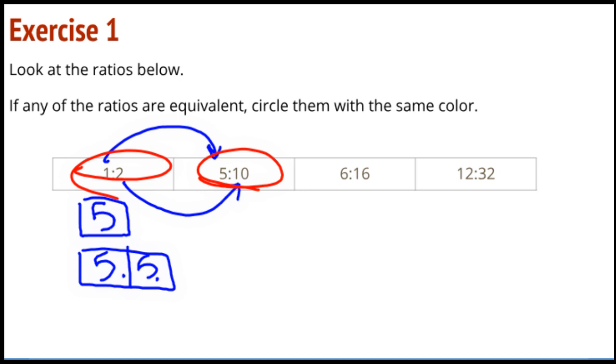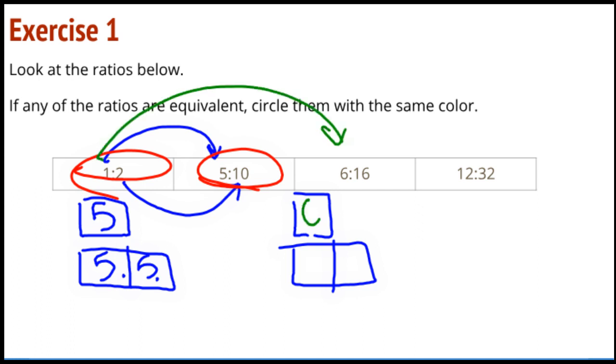Now 6 to 16. I'm going to go back to my 1 to 2 here and check that. 1 multiplied times 6 would give me 6. 2 multiplied times 6 would give me 12. So I know that the ratio 1 to 2 is not equivalent to the ratio of 6 to 16. Now I could check the 6 to 16 against the 5 to 10, but why would I do that? I know that the 5 to 10 is equivalent to the 1 to 2. So there's no point in testing the 5 to 10 against the 6 to 16.